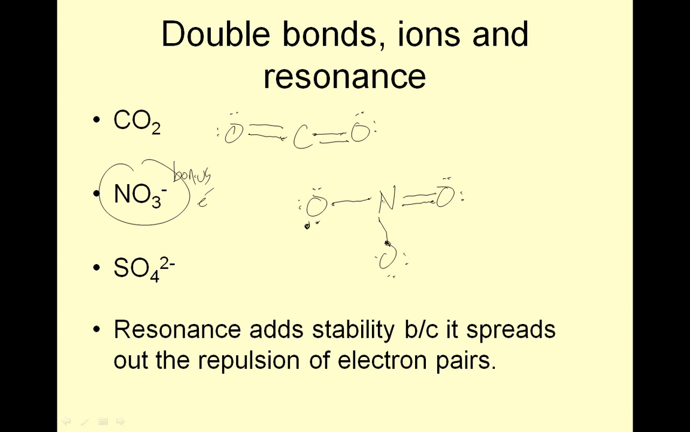Nitrogen has 2, 4, 6, 8. Nitrogen cannot break the octet rule because there's no d orbitals. Okay. I have a bonus electron. Remember, bonus electron. I'll put it right here. Now, to indicate that I have a bonus electron, I put it in brackets with a negative 1.